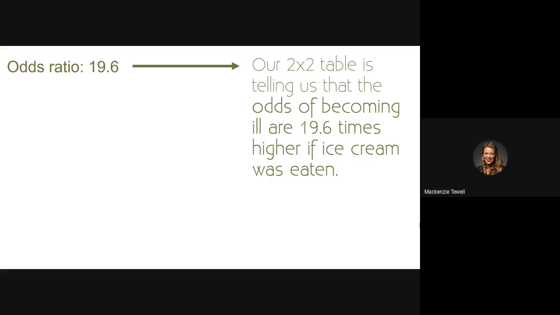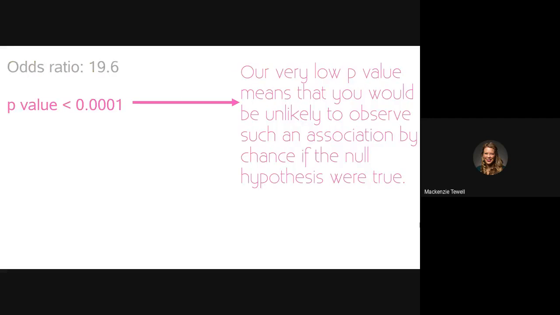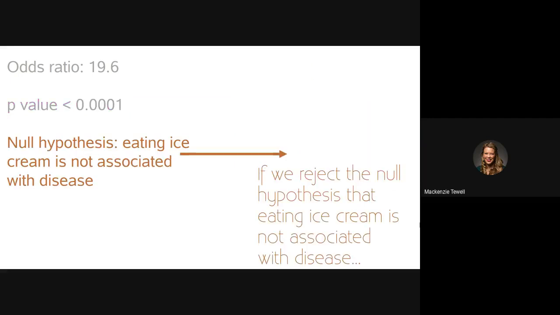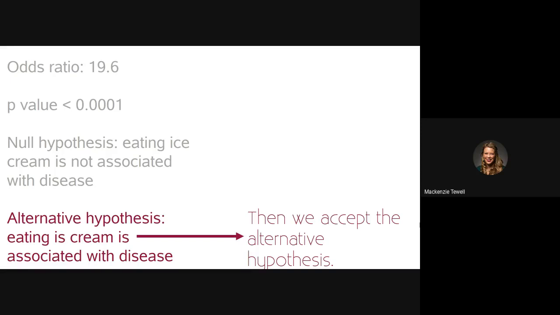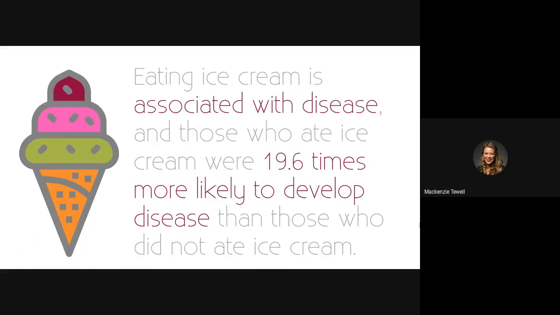We've used our exposure data from the case-control study to determine that the odds of becoming ill are 19.6 times higher if you ate ice cream. But how do we know whether this is reliable? When we have a small p-value, typically 0.05 or less, we get to reject the null hypothesis. And if we reject the null hypothesis, then we accept the alternative hypothesis, which says that eating ice cream is associated with disease, and those who ate it were more likely to become sick than those who didn't.